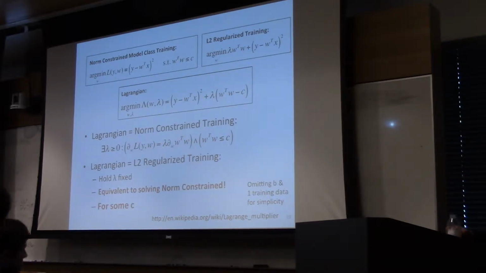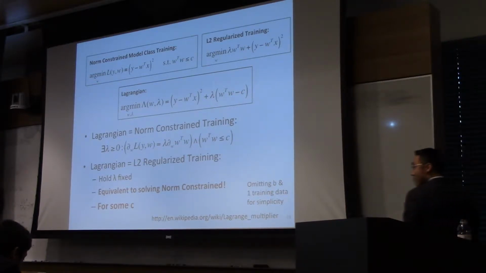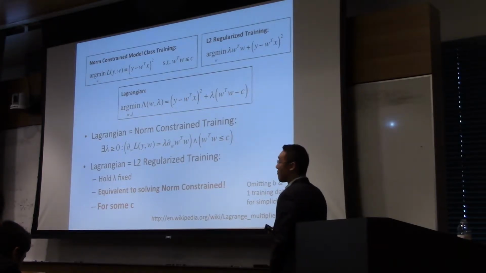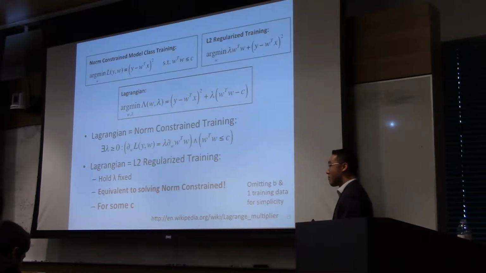I think I'm a little confused. Usually if you do just the dual of this first problem, you should have minimization over W, and then the second time you should have a maximization over lambda bigger than 0. Why do you have minimizing over W in that?